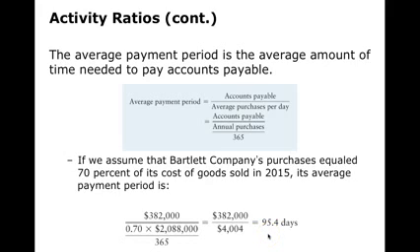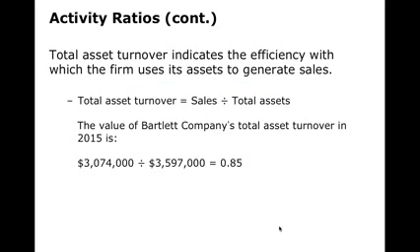So this number, it takes us 100 days to pay our accounts payable, and the longer we delay payment, the more money, the more cash we have. So we like this number to be bigger, but we definitely don't like it to be above 90 days because we could have a bad reputation for not paying on a timely basis.